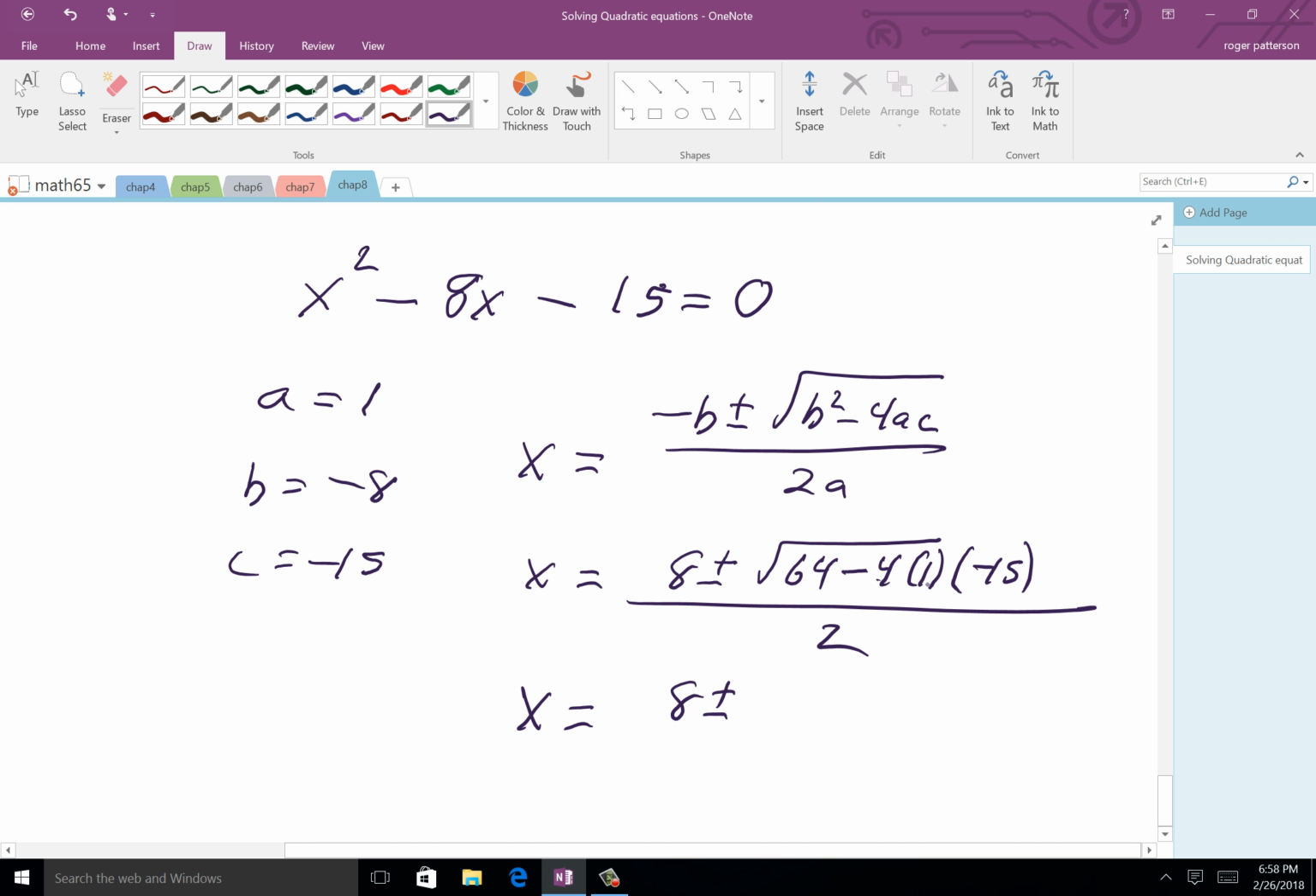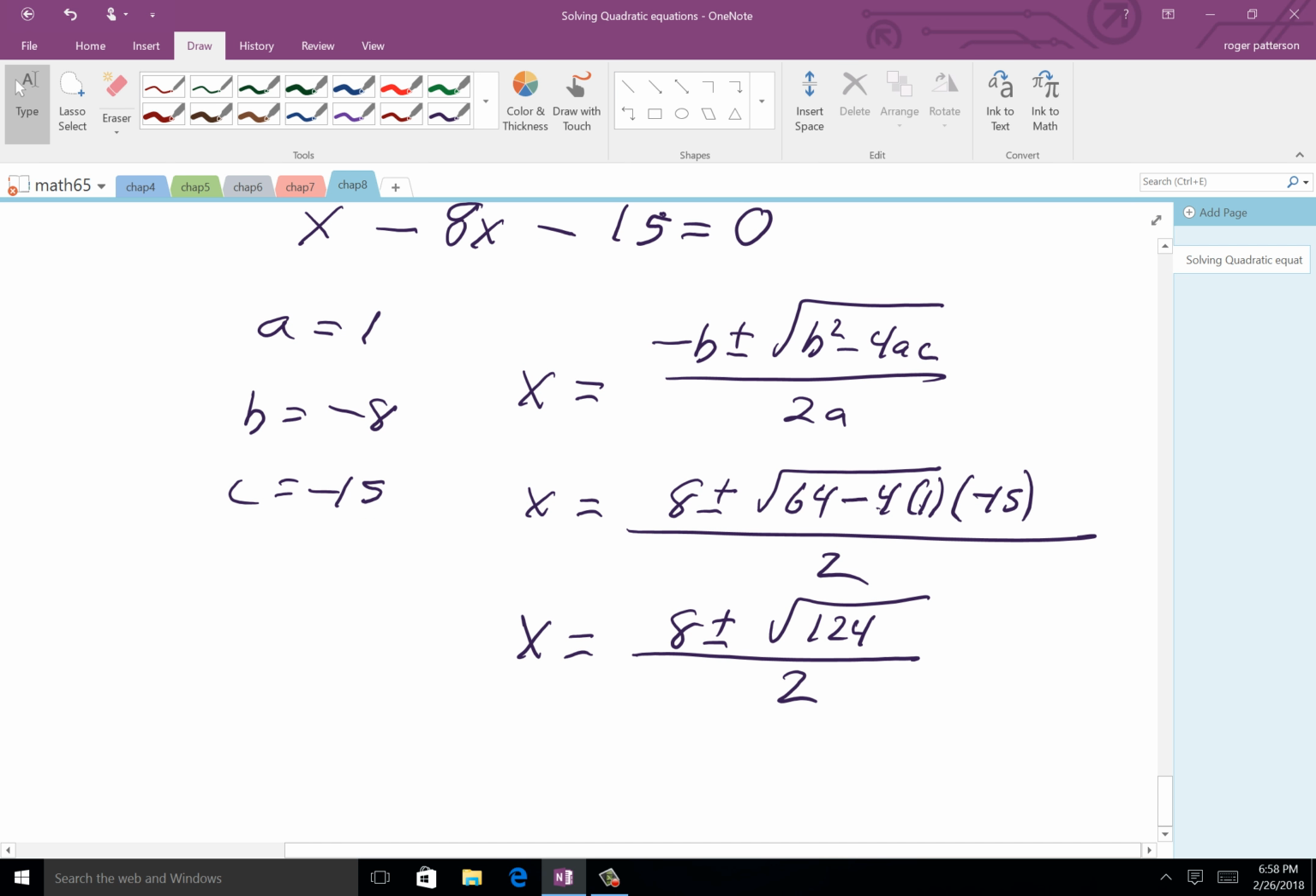So let's see, we got 4 times 1, 4 times 15, that's going to be 60, and so that would be 64 plus 60, 124, divided by 2. 124 I think we can break down. I know 4 goes in there 31 times. So then we would square root the 4. That 2 is going to come out in front. 31 is going to stay inside. 2 is going to be there.